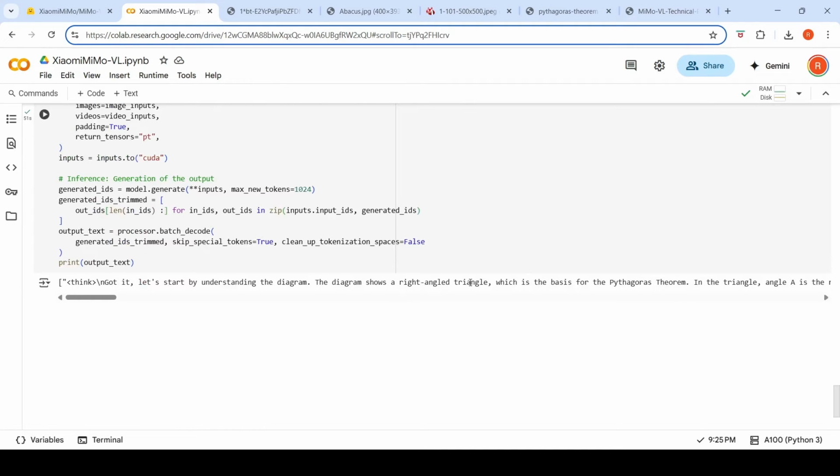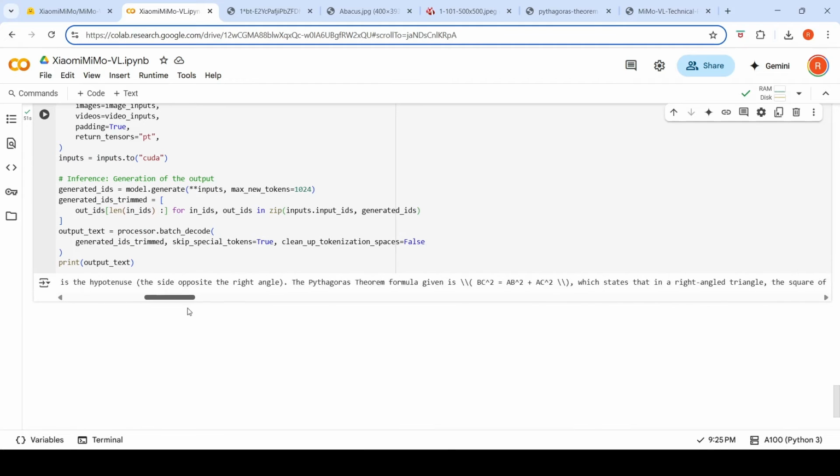The diagram shows a right triangle, which is the basis for the Pythagoras theorem. In the triangle, it explains that BC is the hypotenuse, and you have this formula which states this thing, so it explains that image properly. Now the question is to calculate the side. If two sides are 12 and 15, we need to determine which sides these are, whether they are both legs, or one leg and the hypotenuse. Let's consider both cases.